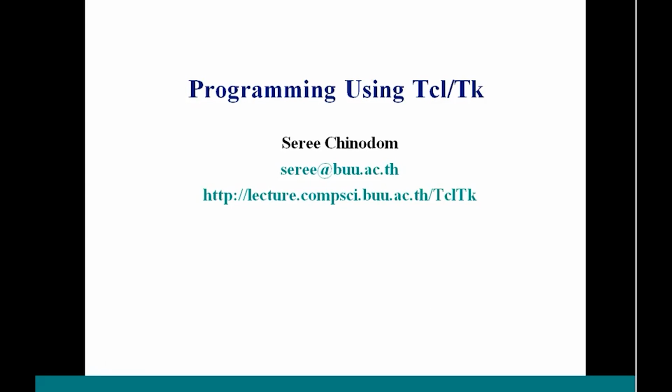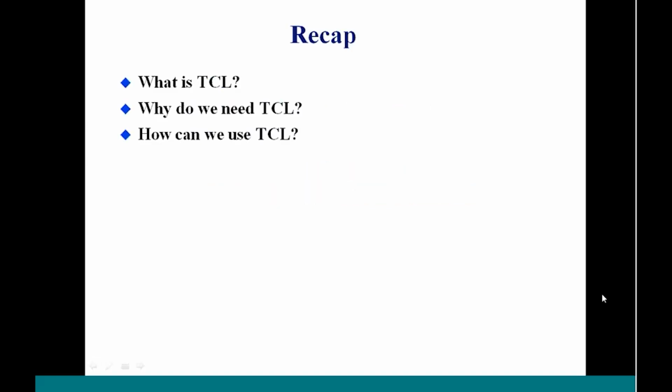Once again, welcome to the Linux programming and scripting class. Today we are going to continue looking at Tcl/Tk from where we left off. Let me first summarize what we talked about. In the last lecture, we talked about what is Tcl, the Tool Command Language. Essentially, it was developed by Ousterhout at UC Berkeley.